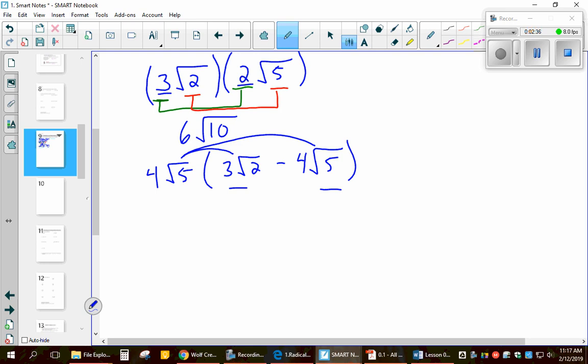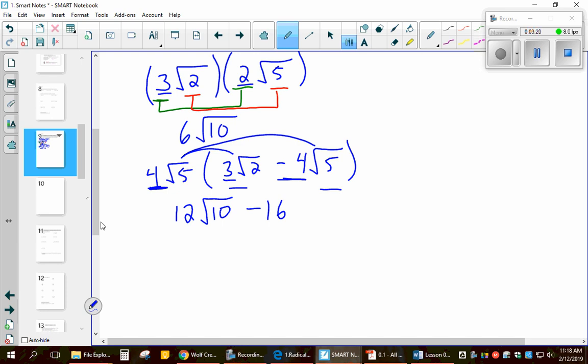Okay, so let's do the first one. We've got 4 times 3, numbers up front, so this is going to be 12. And then 5 times 2, so root 10. And then just move on to this. 4 times negative 4 is negative 16. And then root 5 times root 5. This one gets everybody all the time. What is root 5 times root 5?